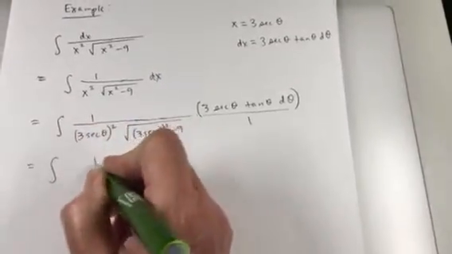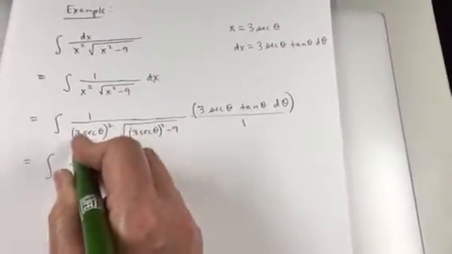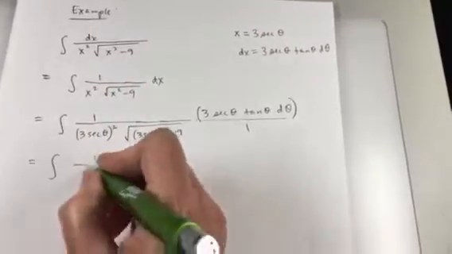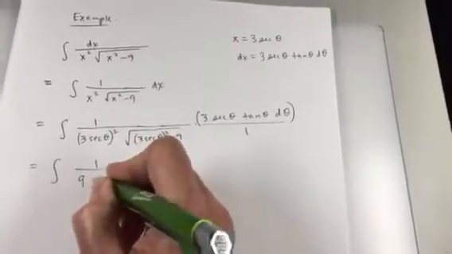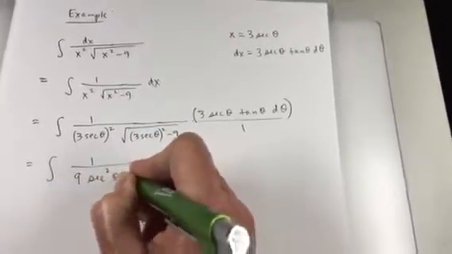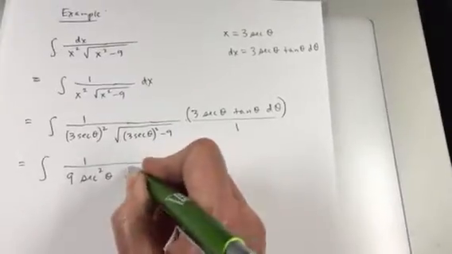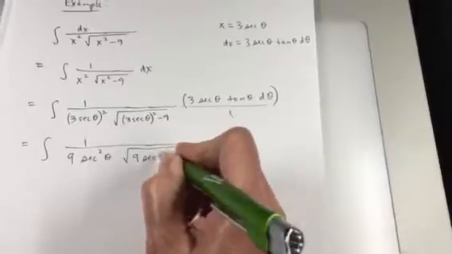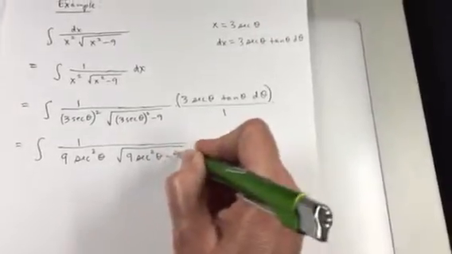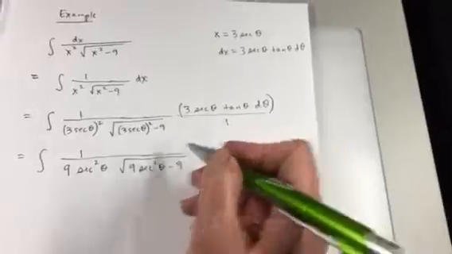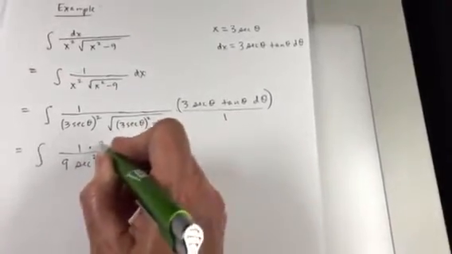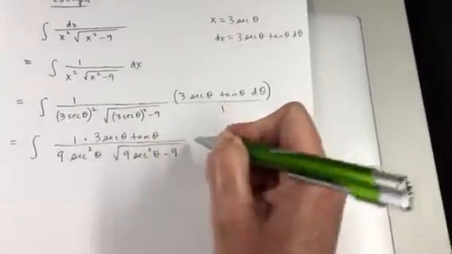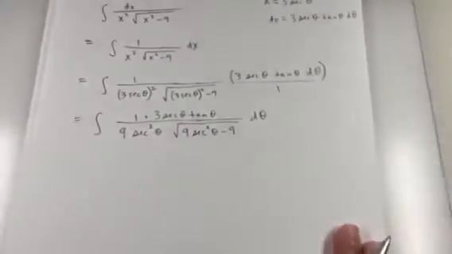The first part here, don't forget the 3 is squared as well as secant, where I had that x squared and I did that substitution. So this is 9 secant squared theta times the square root. Well, this is also 9 secant squared theta, and now that's minus 9. And I might as well go ahead and put that 3 secant theta tangent theta in the top. I'll put the d theta at the back again.